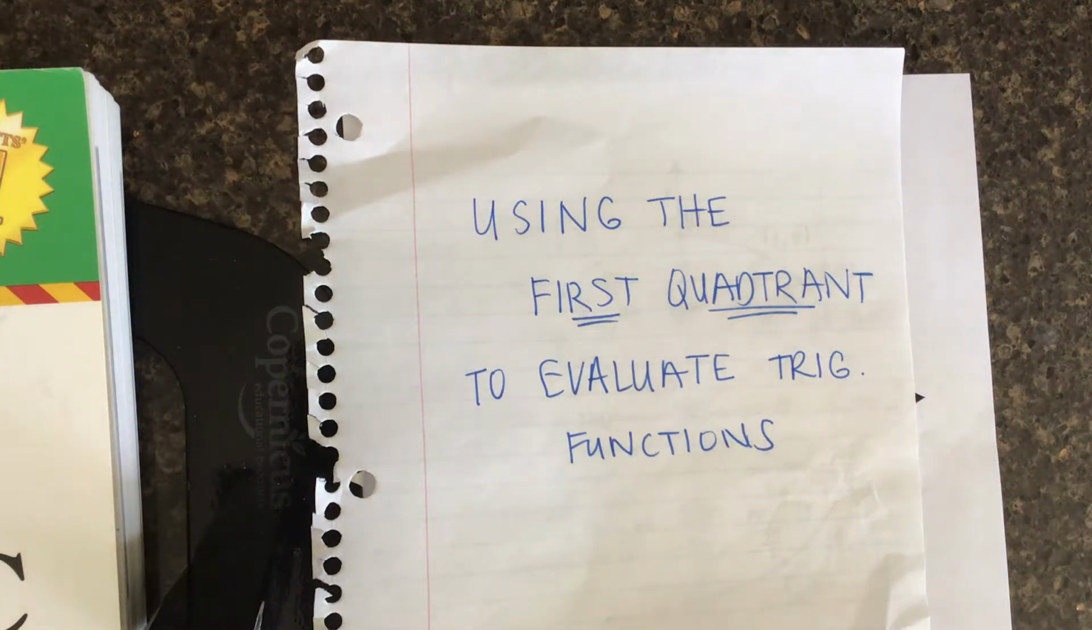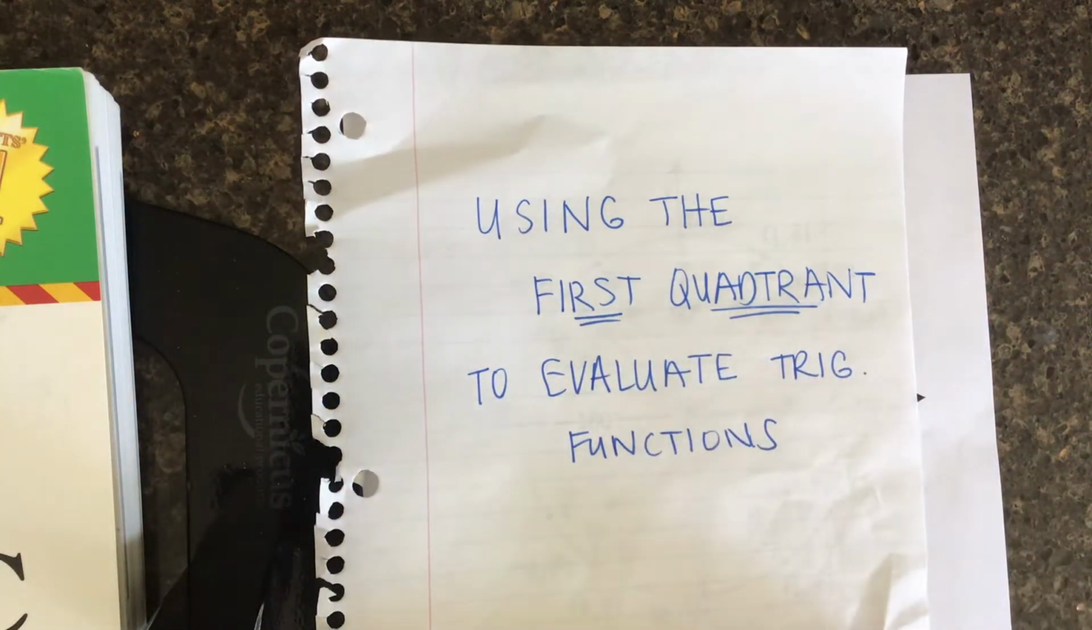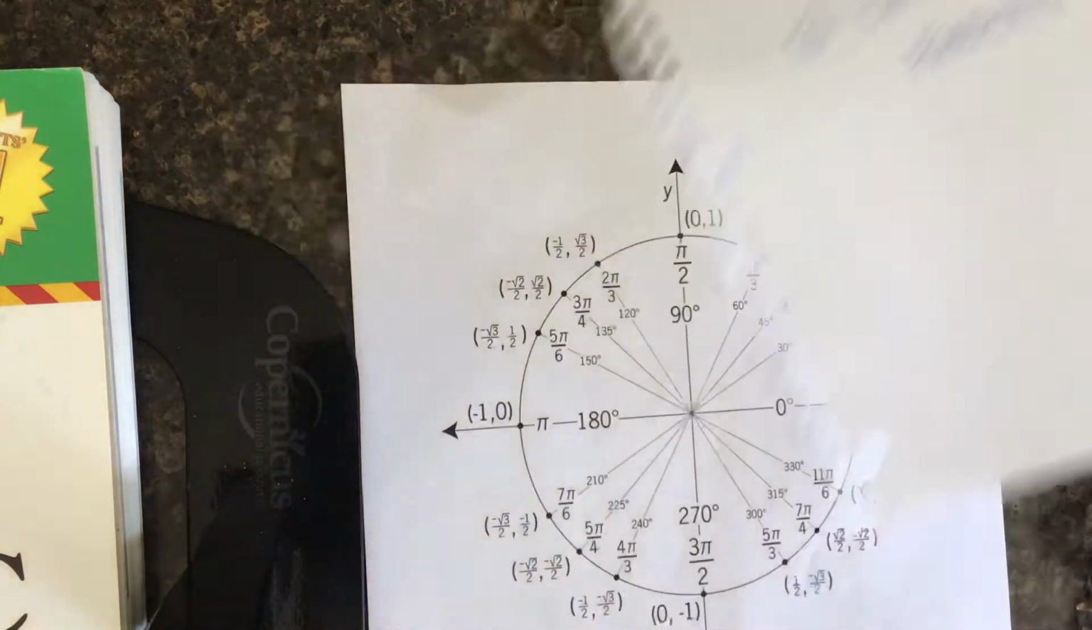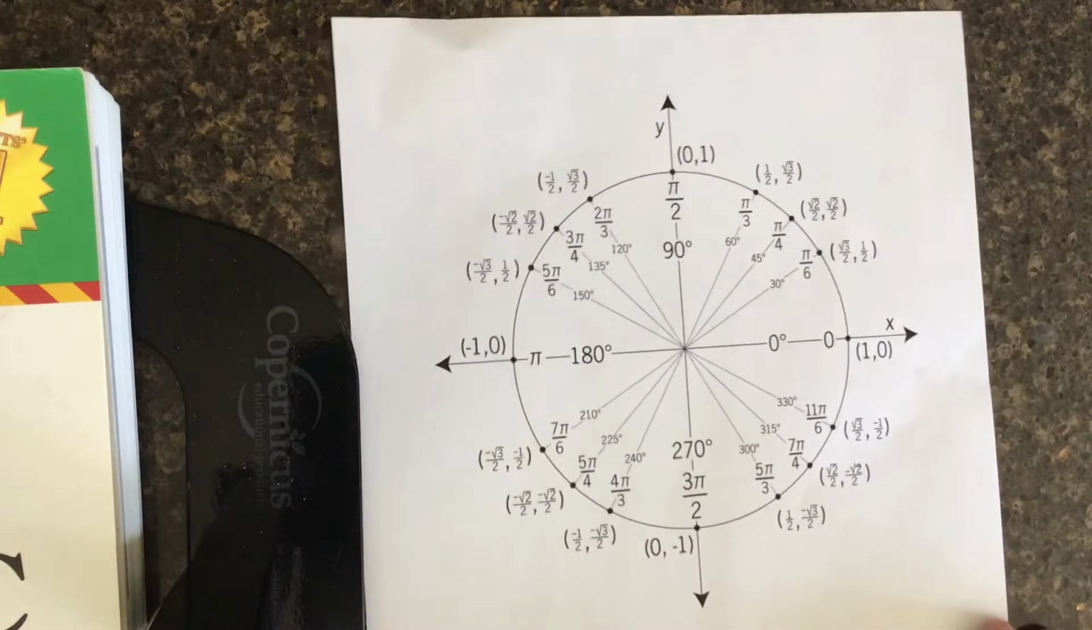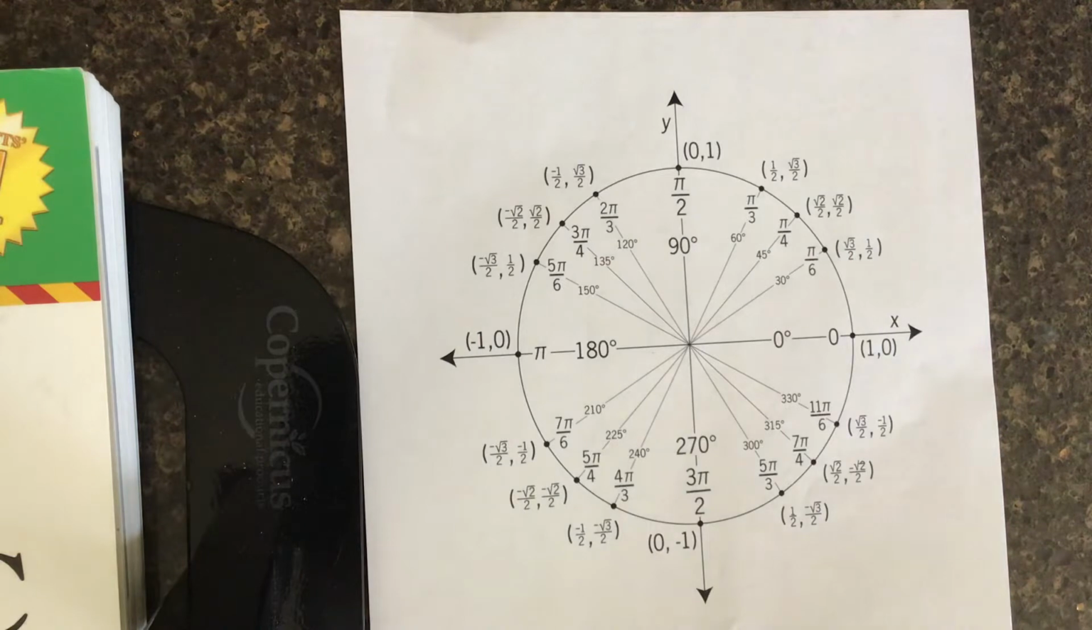Today's video is using the first quadrant to evaluate trig functions. We're going to look at just sine and cosine because that's all we've done so far. So here's our unit circle, and we know our unit circle has patterns.